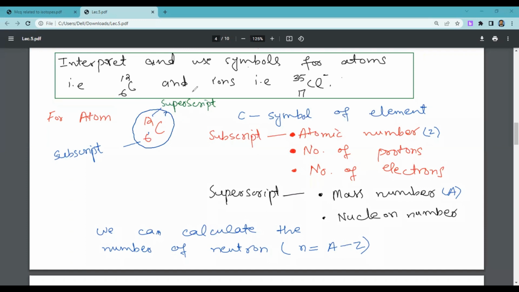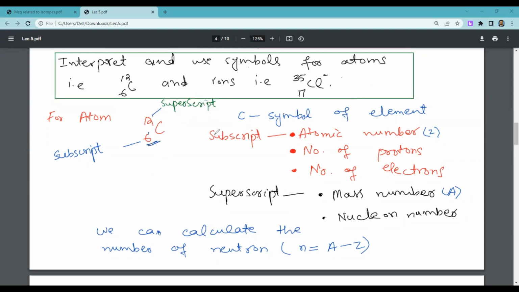In this way, we get some kind of information. What kind of information do we get? Actually, by seeing this element, this central atom such as carbon, it is showing the symbol of the element. In the center, the symbol of the element is present. The number written below the symbol is said to be the subscript, and the one which is written above the symbol is said to be the superscript.